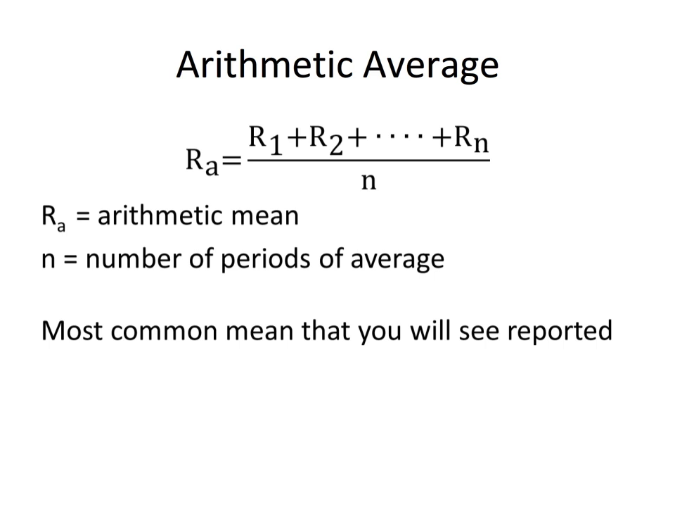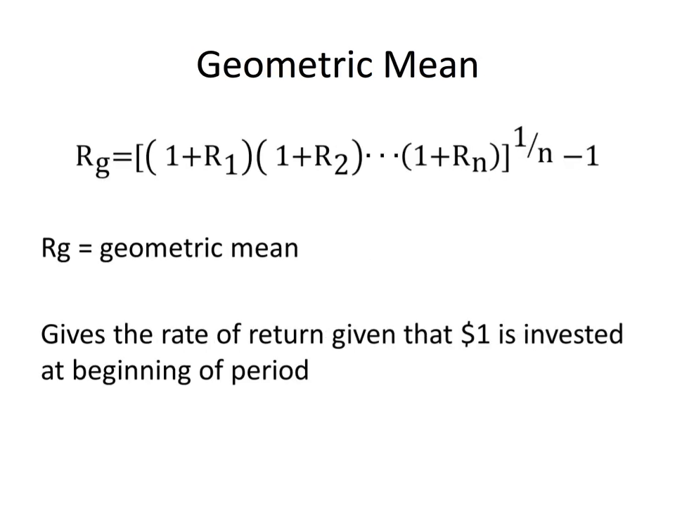Here is the definition of the arithmetic average. R sub A is the arithmetic average or arithmetic mean. It's the sum of all the periodic returns divided by n. It's the one you've calculated in statistics, and it is the most common mean that you will see reported. Straightforward calculation. Here is the definition of the geometric mean.